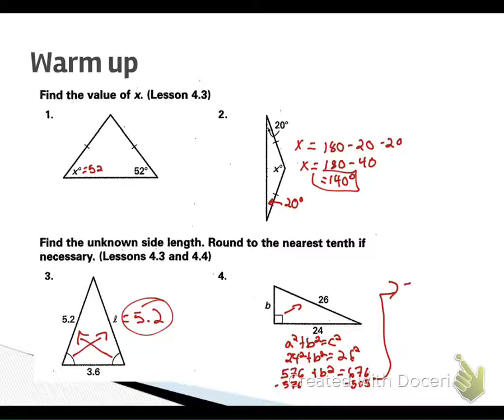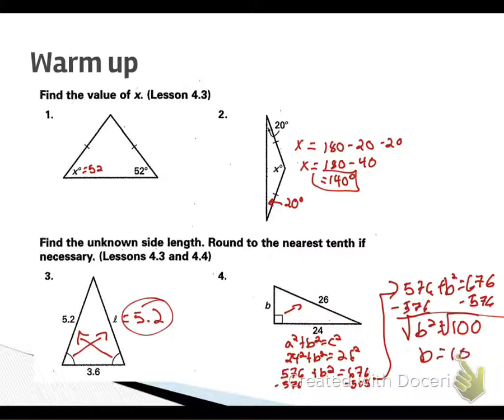So we end up with 576 plus b squared equals 676. Subtract over 576. B squared equals 100. We're going to square root both sides. B equals 10.